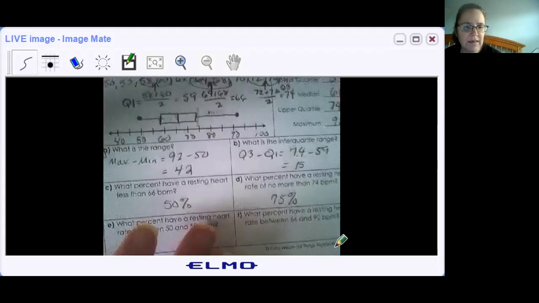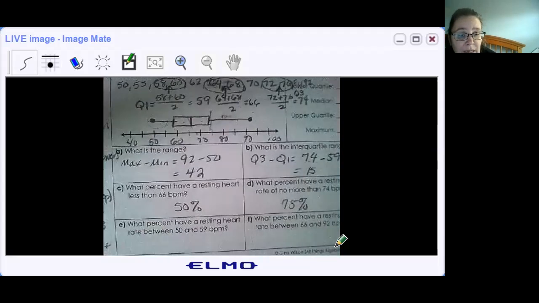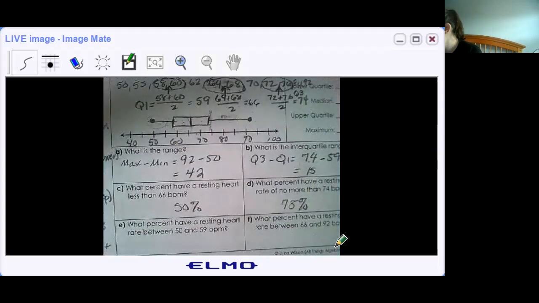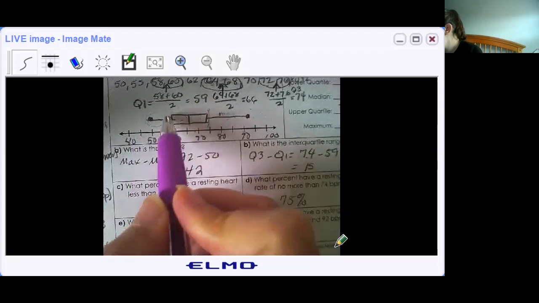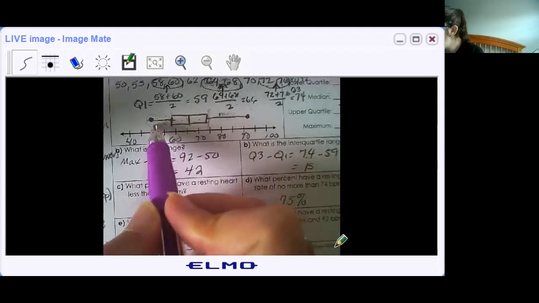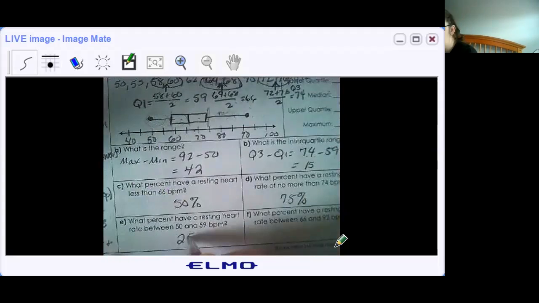What percent have a resting heart rate between 50 and 59 beats per minute? Well, let's look at our picture. Here's 50, here's 59. This is one section of our graph. Each section of our graph is worth 25%.